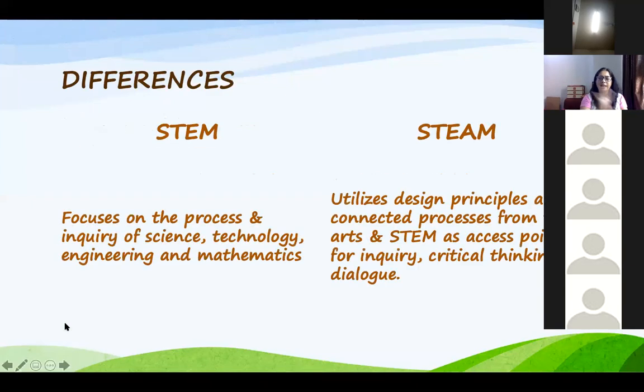Now, a basic understanding. So just 2 more slides of the theoretical part, and then we are back to the activity that we were doing. So we have focus on the process of inquiry of science, technology, engineering and mathematics, that's STEM. अगर STEAM की बात करें, इसमें connected processes की बात करते हैं, इसमें inquiry होगा, इसमें critical thinking होगा, इसमें dialogue होगा, इसमें complete creative process develop होता है.